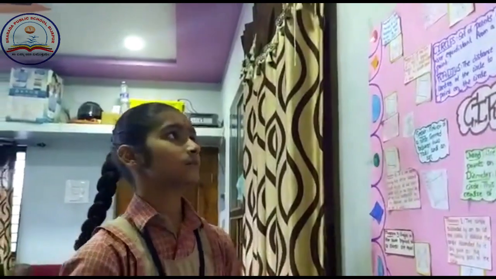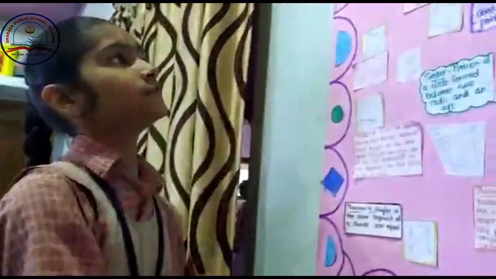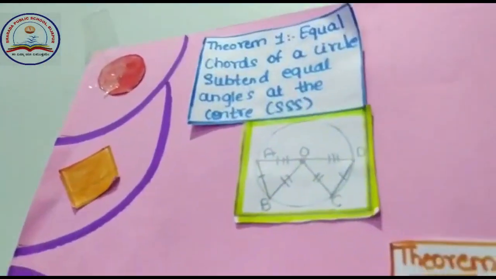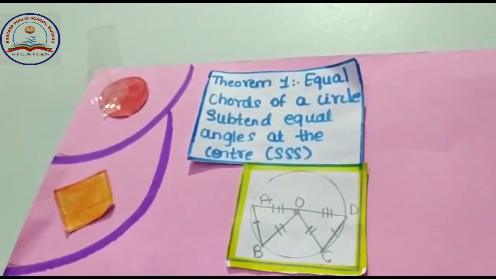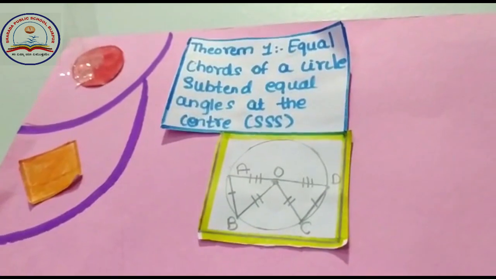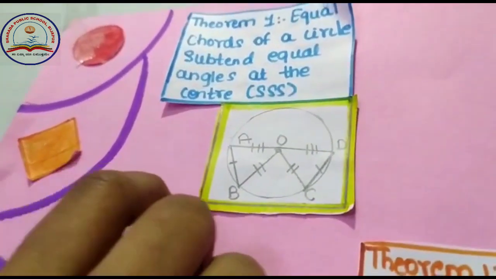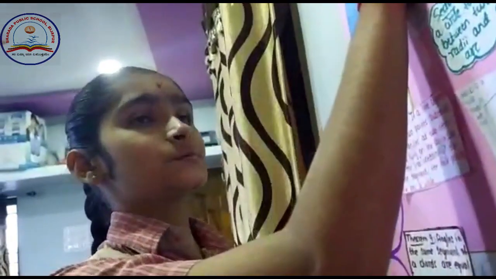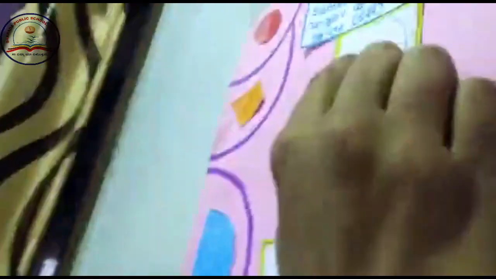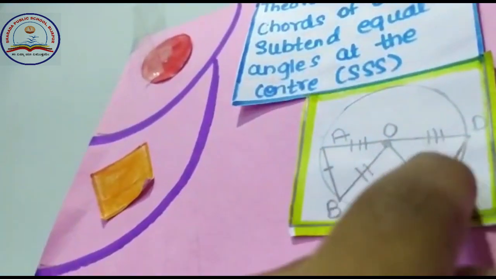Now let's look into the theorems related to circles. There are 12 theorems related to circles. Let's look into the first theorem. What does it state? Theorem 1 states that equal chords of a circle subtend equal angles at the center. It states that AB and CD are equal chords and they subtend equal angles at the center, where AOB is equal to COD.